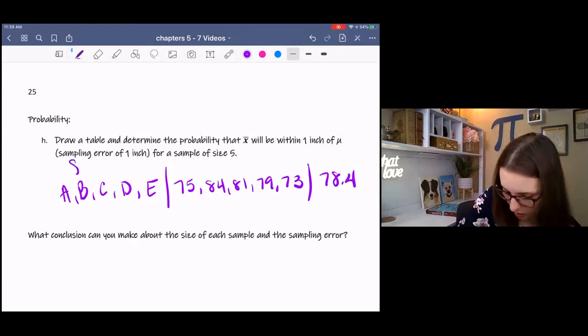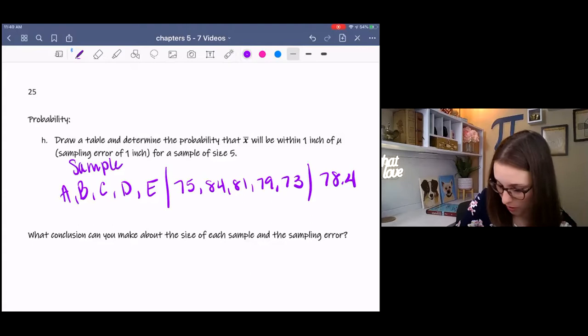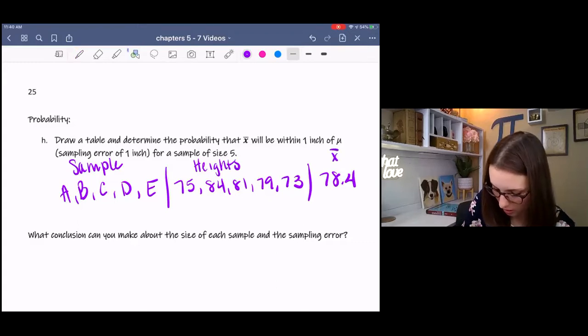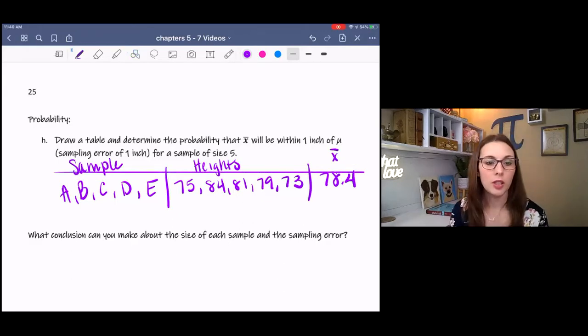So this was sample. My table's sloppy. I should slow down. Heights. The mean. I get excited and start going fast. There's my table. And I've already kind of spoiled it. What conclusion can you make about the size of each sample and the sampling error? So if you could pause it and summarize what I was saying, in your own words, what conclusion you drew from that, and then come back.